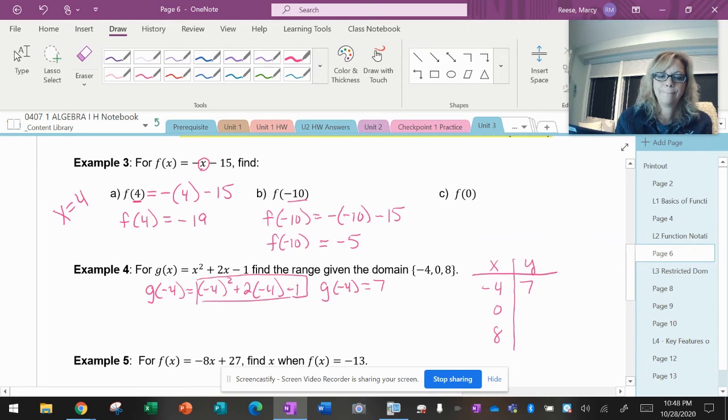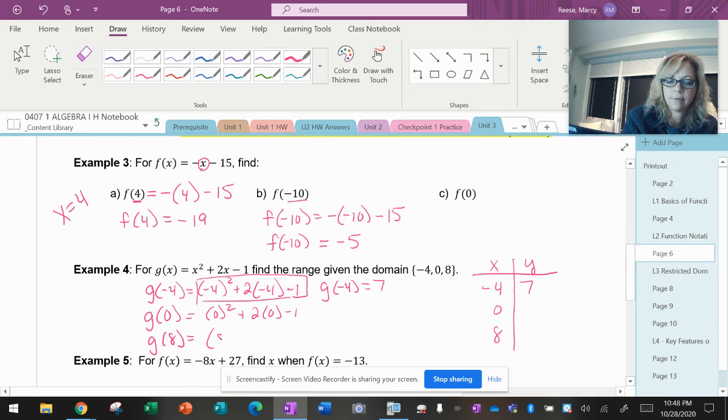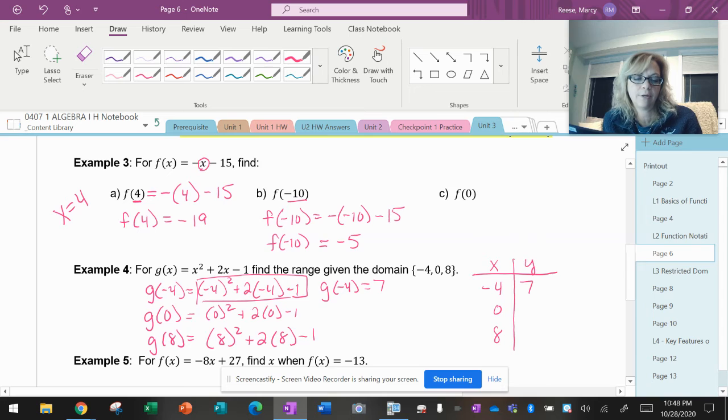7 goes there. And then you're going to do it again for 0. And then you're going to do it again for 8. And you're going to fill this out. You're going to finish this. You got this. But they give you the domain, so you're going to plug in the domain to find the range.